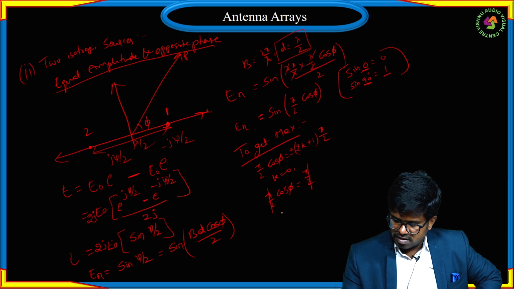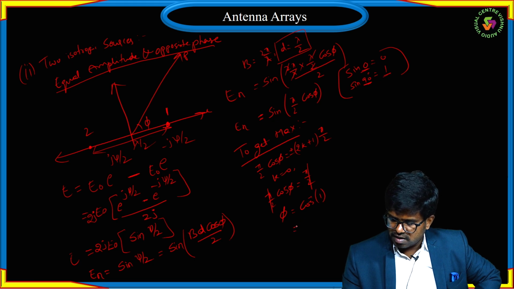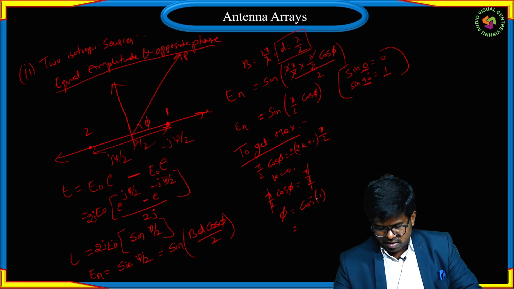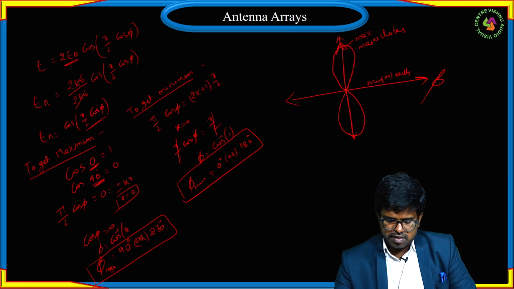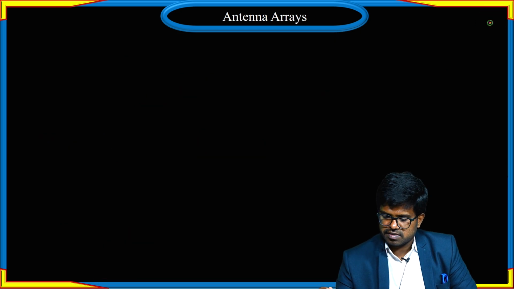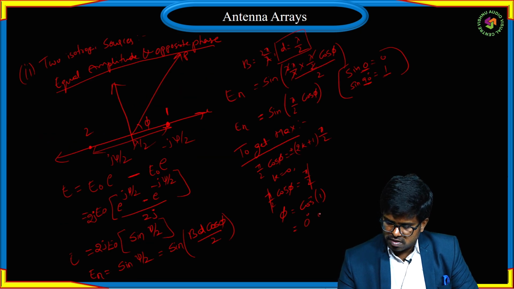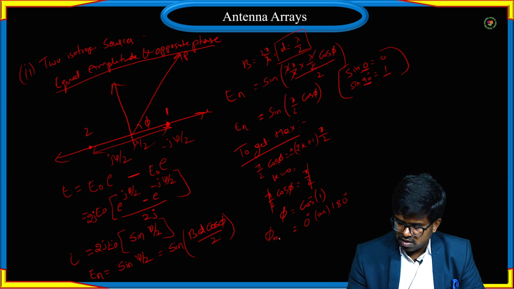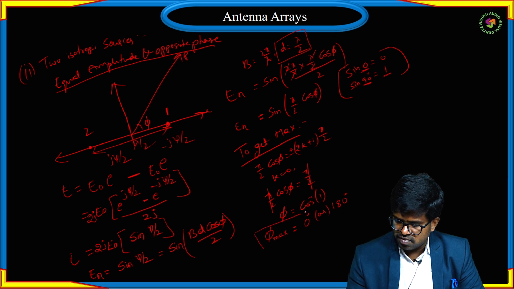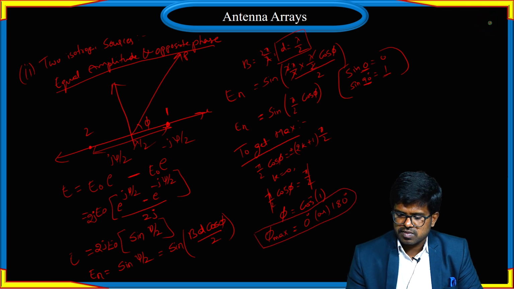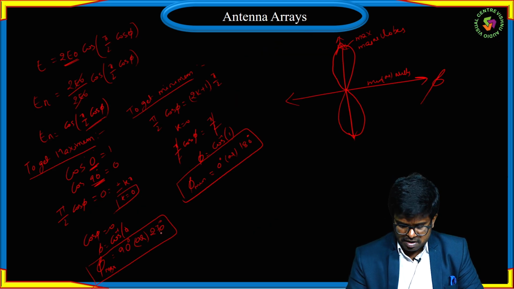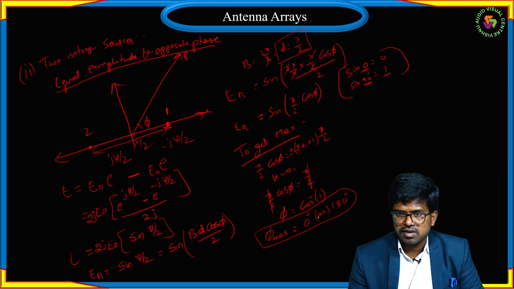Pi by 2 gets cancelled. You will get pi equal to cos inverse of 1. So in case of cos, we got 1 for which angles? We got 1 for 0 or 180. You will get cos value 1. So to get maxima, you are getting it at angles of 0 or 180. In the previous case, if you see, you got maxima at 90 and 270. Now in this case you got maxima at 0 or 180.